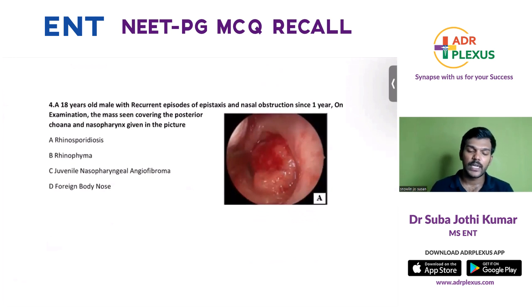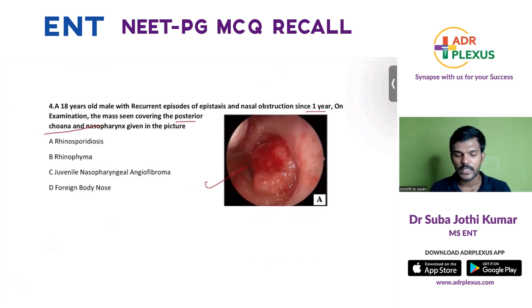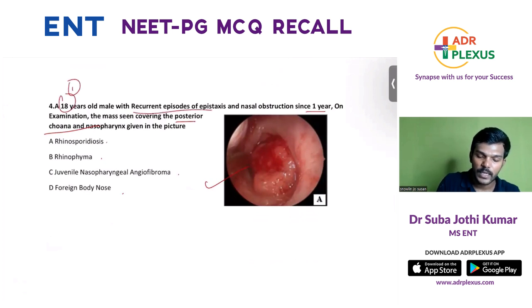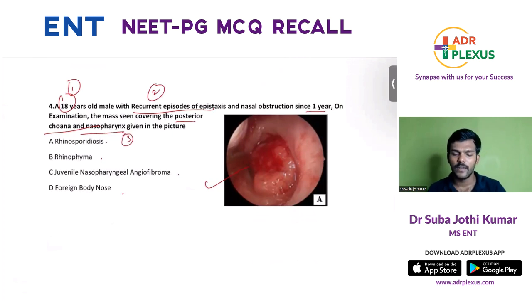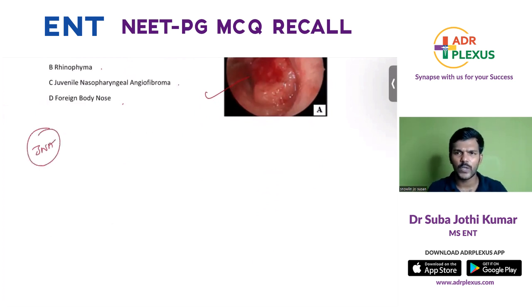An 18 year old male with recurrent episodes of epistaxis and nasal obstruction since 1 year. On examination, a mass is seen covering the posterior choana and nasopharynx. Okay, fine. So if this is the case, what are the options? Rhinosporidiosis, rhinophyma, JNA, and foreign body nose. There are many positive findings for this particular diagnosis. First one is 18 years, then recurrent episodes of epistaxis, then a nasopharyngeal mass. These 3 points will make us think about JNA, nothing but juvenile nasopharyngeal angiofibroma.